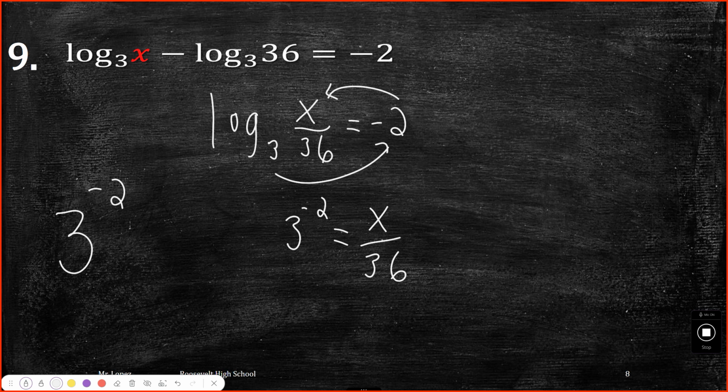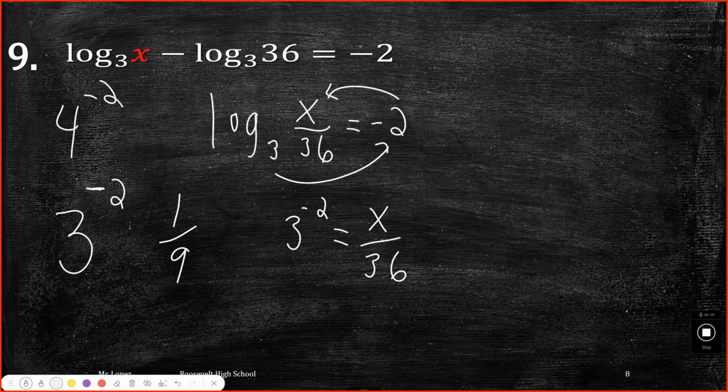Imagine that the negative in front of 2 is not there. What's the answer to that? 3 squared? All that negative in front of it does, it makes it go to the bottom. So basically you're going to go 3 squared is 9, because it has a negative, it would be 1 over 9.